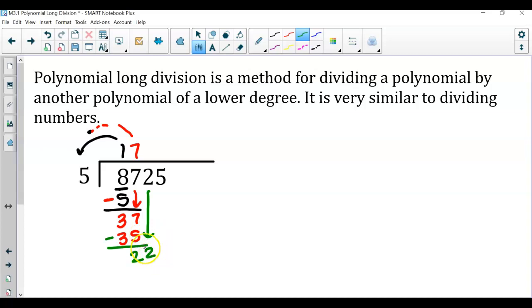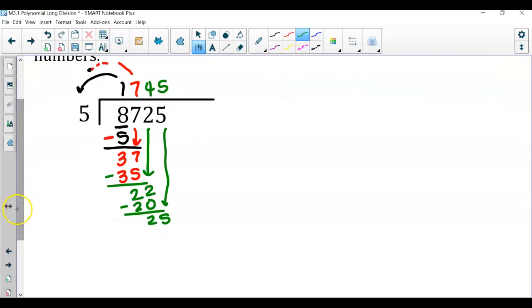Then bring down. 5 goes into 22 4 times. Then we would multiply. 5 times 4 is 20. Subtract 2, bring down the 5. 5 goes into 25 5 times because 5 times 5 is 25. Then now when you subtract, you get 0. And if we had 0, if you think about it, that means this was always the remainder. And in this case, because 0 is a remainder, 5 is a factor of 8,725.